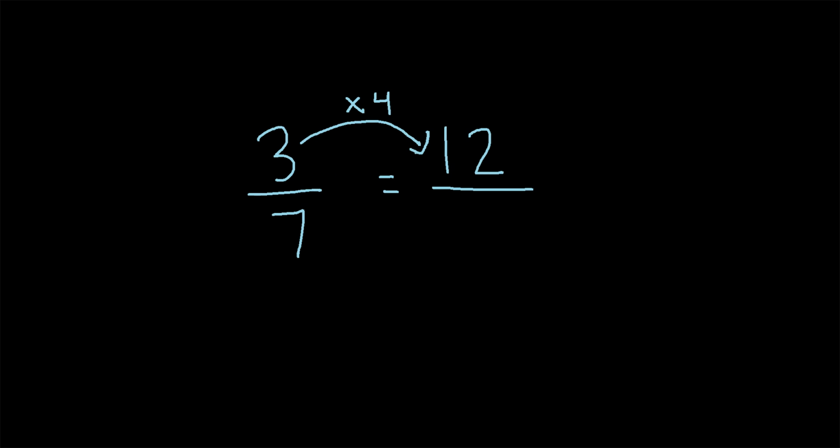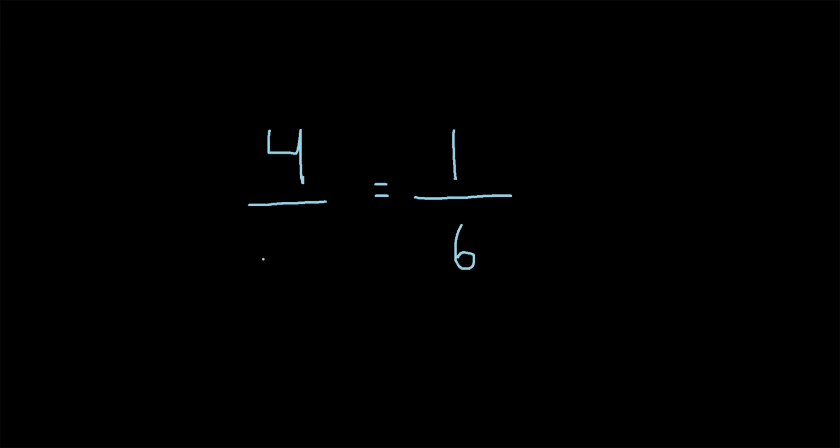So whatever we do in the numerator, we also do in the denominator. So we'll say, okay, what is 7 times 4? Well, 7 times 4 is 28. So that's our answer. 3 over 7 is equivalent to 12 over 28. All right, let's try this example.